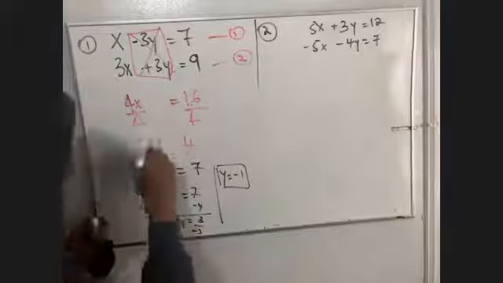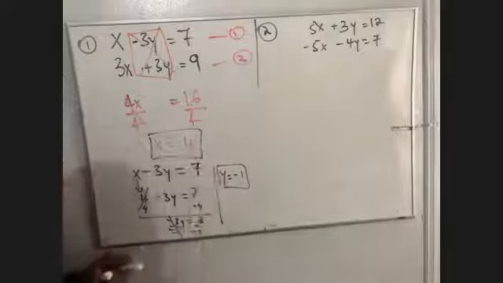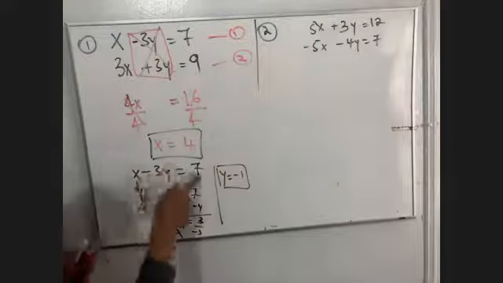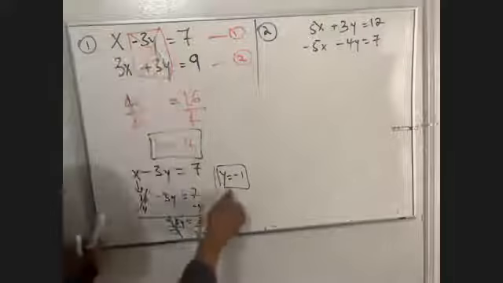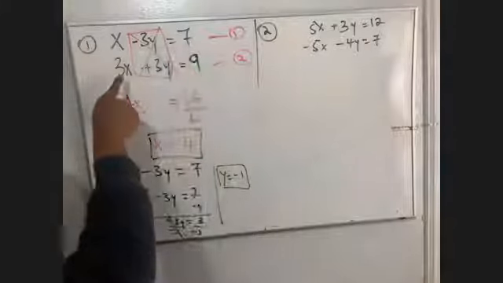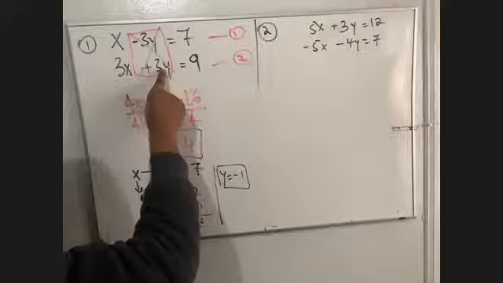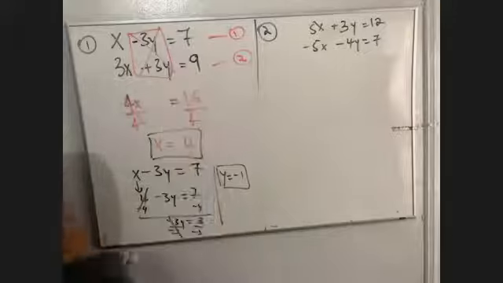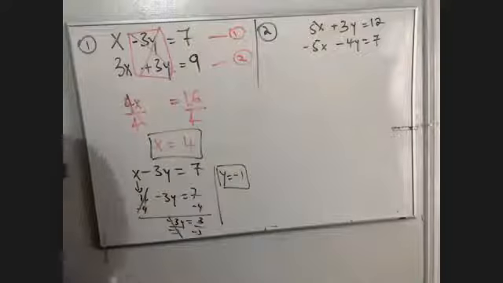That means x is equal to 4 and y is equal to negative 1. For these values, whenever you plug in x is equal to 4 and y is equal to negative 1, you're going to get 7. When you plug in x is equal to 4, you plug in y equals negative 1, you're going to get 9. Any question? Let me know.